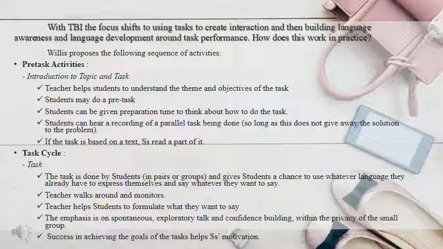The next activity is the task cycle. In the task cycle, the first is task. The task is done by students in pairs or groups and gives students a chance to use whatever language they already have to express themselves and say whatever they want to say. Then the teacher walks around and monitors. Teachers help students to formulate what they want to say. The emphasis is on spontaneous, exploratory talk and confidence building within the privacy of the small group. Then, success in achieving the goals of the task helps students' motivation.